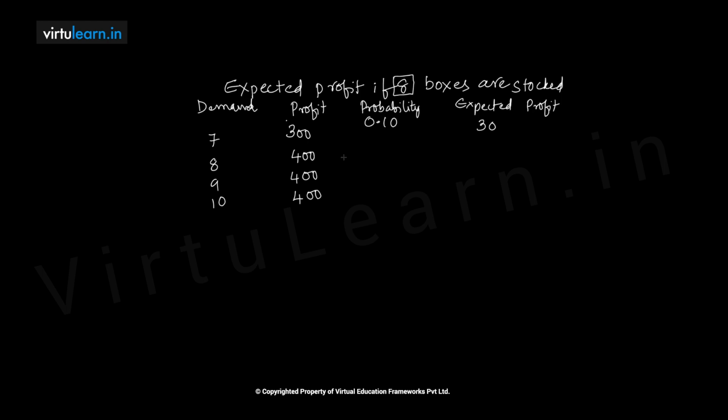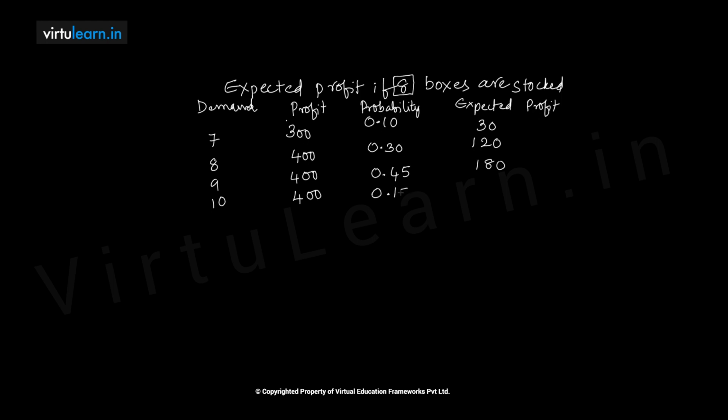Then similarly, if 8 boxes are brought and 8 boxes are being sold with a probability of 0.30 into 400, which will give us 120. Similarly, for 9 boxes, if the demand is 9 boxes, anyhow they will sell only 8 boxes because 8 boxes are only sold. The probability was 0.45. The profit is 180 rupees. This 0.45 into 400.